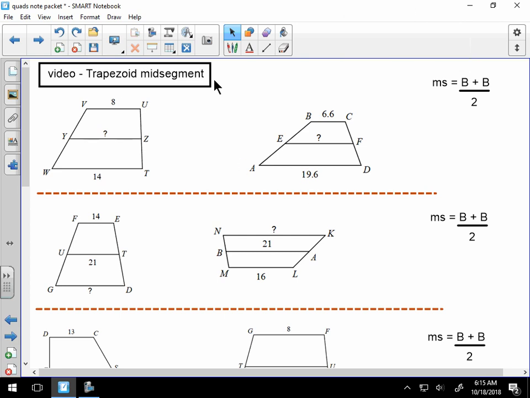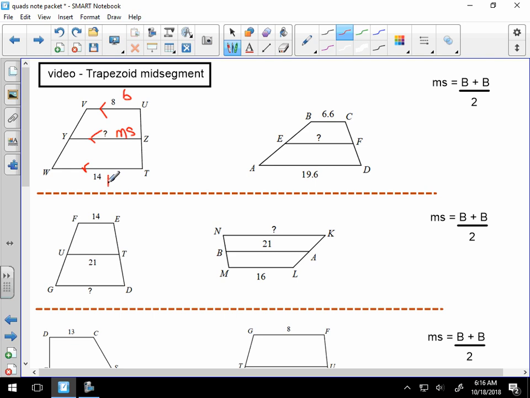Alright, so we have our trapezoid mid-segment there. So we're going to look at all these. It doesn't matter if they're isosceles or not. Your parallel lines are what we're focused on. So if we're dealing with mid-segment, you're going to have 3 parallel lines. And here's a base. The one through the middle is the mid-segment.